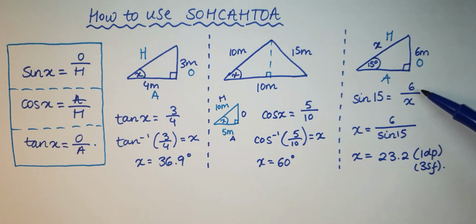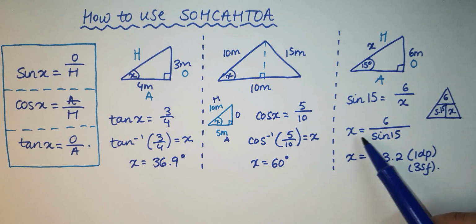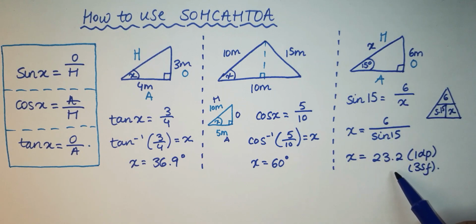So if you're a bit confused on how I got from here to here, if we drew this out as a triangle, and at the top we had 6, and here we had x, and here we had sine of 15. Yeah? To get x on its own, we would have to do 6 over sine of 15. That's what we would do. So that's how we got to this stage. And then here, that's just the answer. If it asked you for 1 decimal place, that would be the answer, and also if it was to 3 significant figures.